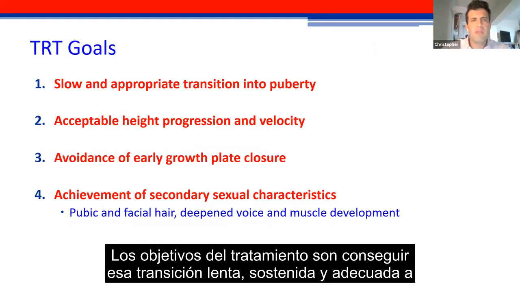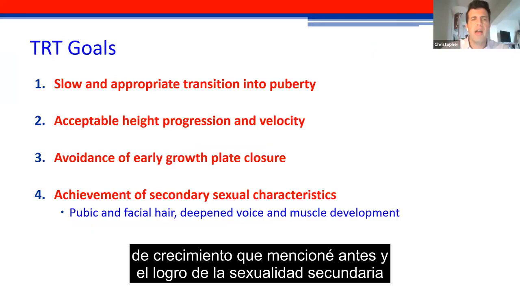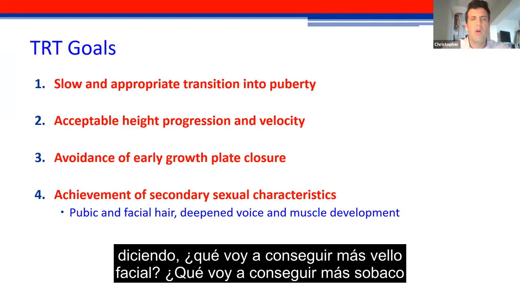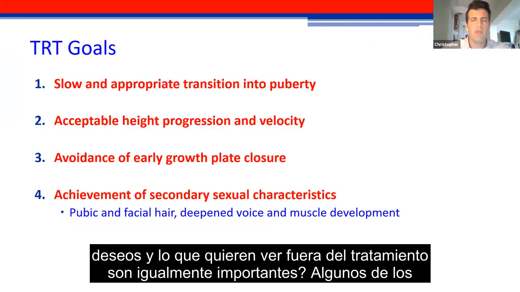The goals of treatment are to get that slow, sustained, appropriate transition into puberty with an acceptable height velocity progression, avoidance of the closure of those growth plates I mentioned before, and achievement of secondary sexual characteristics for the individual themselves. They're usually the ones who are saying, when am I going to get more facial hair? When am I going to get more armpit hair? When is my voice going to change? When am I going to become more muscular? So their desires and what they want to see out of treatment are equally important.